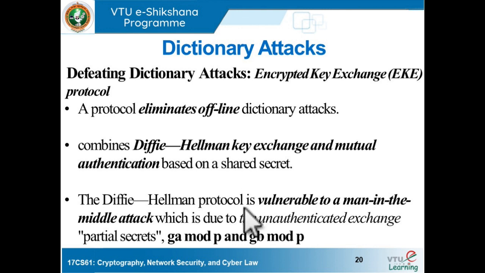Now the Diffie-Hellman key protocol, as we are aware, is vulnerable to man-in-the-middle attack. This is due to the fact that unauthenticated exchange of information occurs between the communicating parties, that is Alice and Bob. Now exchanges of the public keys, that is G raised to A mod P and G raised to B mod P.